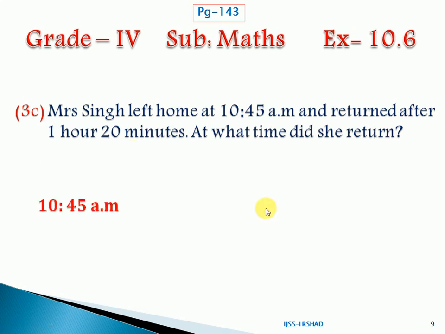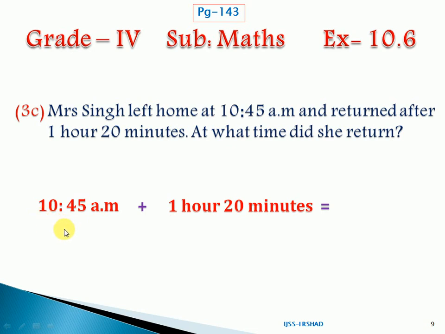So write the starting time, put an addition sign, then add the duration given, that is 1 hour 20 minutes. What will be the answer after addition? First we have to add minutes. 45 minutes and 20 minutes will give you 65. So it can be broken as 60 plus 5. So the minutes will be 5 and 60 minutes will give you an hour. So 1 hour and this 1 hour make 2 hours, and here 10.